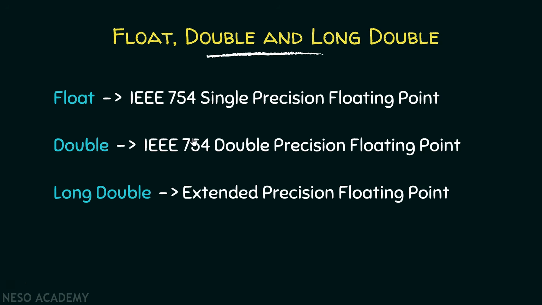There are several ways to represent fractional numbers, or you can say real numbers on computer. And one of the most common representation in modern computers is IEEE 754 floating point representation. Float data type follows IEEE 754 single precision floating point number representation. Double follows IEEE 754 double precision floating point representation. And long double follows extended precision floating point.